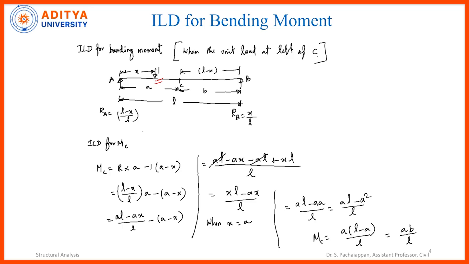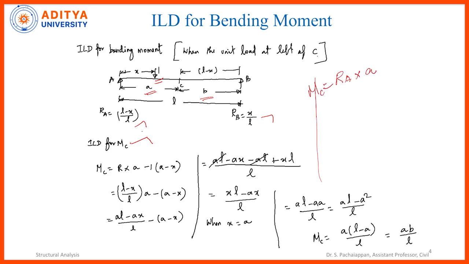From the left support to point C, the linear distance is A, and from the right support to the section XX or point C, the distance is B. So we know the value RA is nothing but L minus X by L, and RB is X by L from the previous lecture. Now I am going to take the moment at the point C.